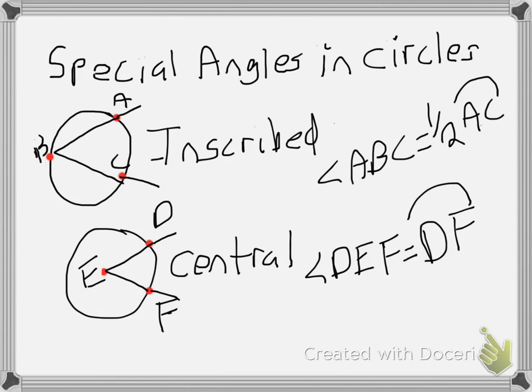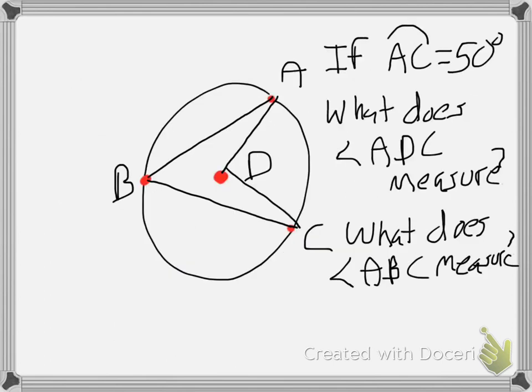Why don't you work some problems here? I'm going to give you a couple problems to work out. Here I've given you a new picture. I've put both an inscribed and a central angle on it, and I've given you the measurement of arc AC. So I'm asking you to work a little bit backwards here. If arc AC is 50 degrees, what does angle ADC measure? And then also, what does angle ABC measure? If you could go ahead and answer those questions, I would appreciate it.